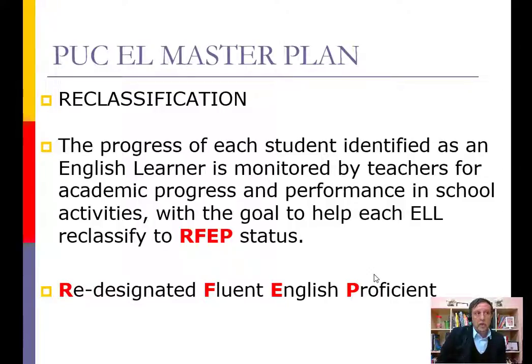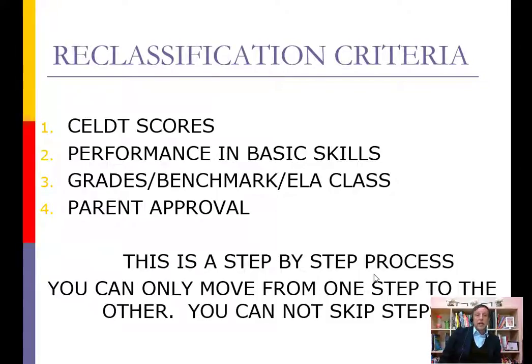After the CELT and you receive your scores, you go through a process of reclassification. It is our goal to take all English language learners through a process by which they are redesignated fluent English proficient. The only way we can do that is having them take their CELT test and then going through a process of reclassification, which we are doing today. The criteria to reclassify a student as fluent English proficient is a 4-part process. So you will take the CELT as a student, and then you will receive your scores. Then you will look at a few different things: your performance and basic skills, your grades, and your parents will then ultimately approve your redesignation.